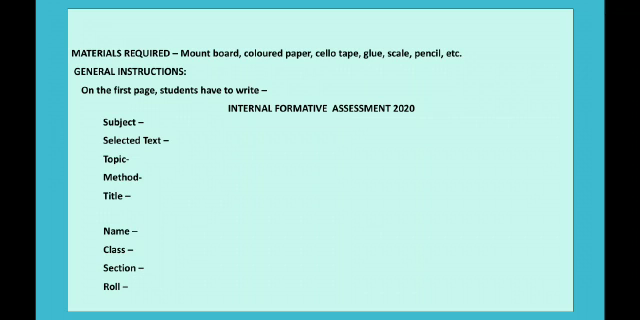Now what are the materials required? The materials required will be mound board, colored paper, sellotape, glue, scale, pencils, etc. Whatever is required you can take. Now on the first page you have to write internal formative assessment 2020, your name of the subject, selected text, topic, method and title, as I have told you in the previous slide. Next you have to write your name, class, section, roll number.